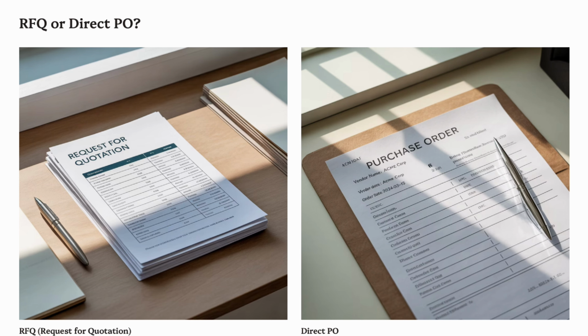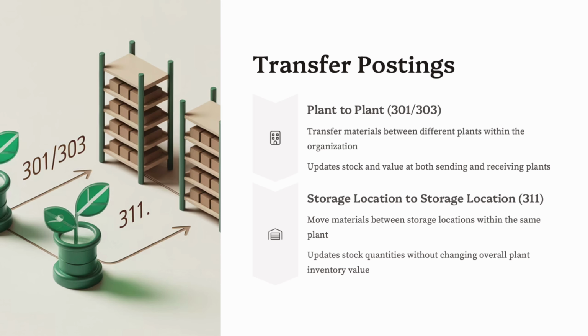5.4 Special stock postings. 5.4.1 Consignment Stock. 411: Consignment issue. Moves stock from vendor consignment to unrestricted use. Reduces consignment liability. 412: Consignment return. Returns unused consignment back to vendor.